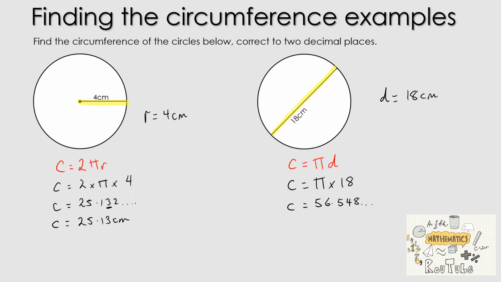56.548 and so on. Once again, rounding to 2 decimal places. So we go to the second digit and then we see the digit after is an 8. So that means that the digit we underlined, the 4, is going to increase by 1. So the final answer should be 56.55. And now, once again, don't forget your unit of measurement, which is centimeters.